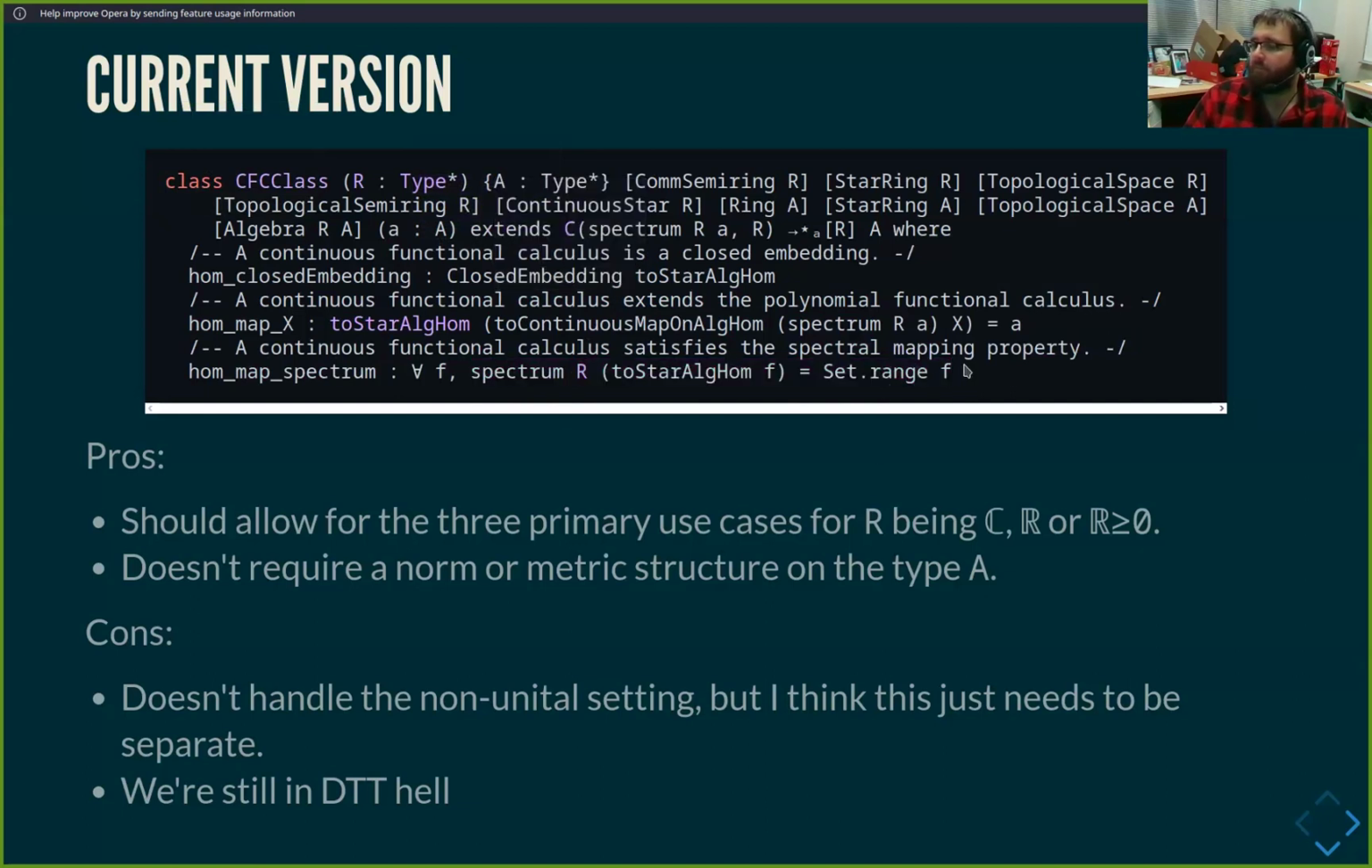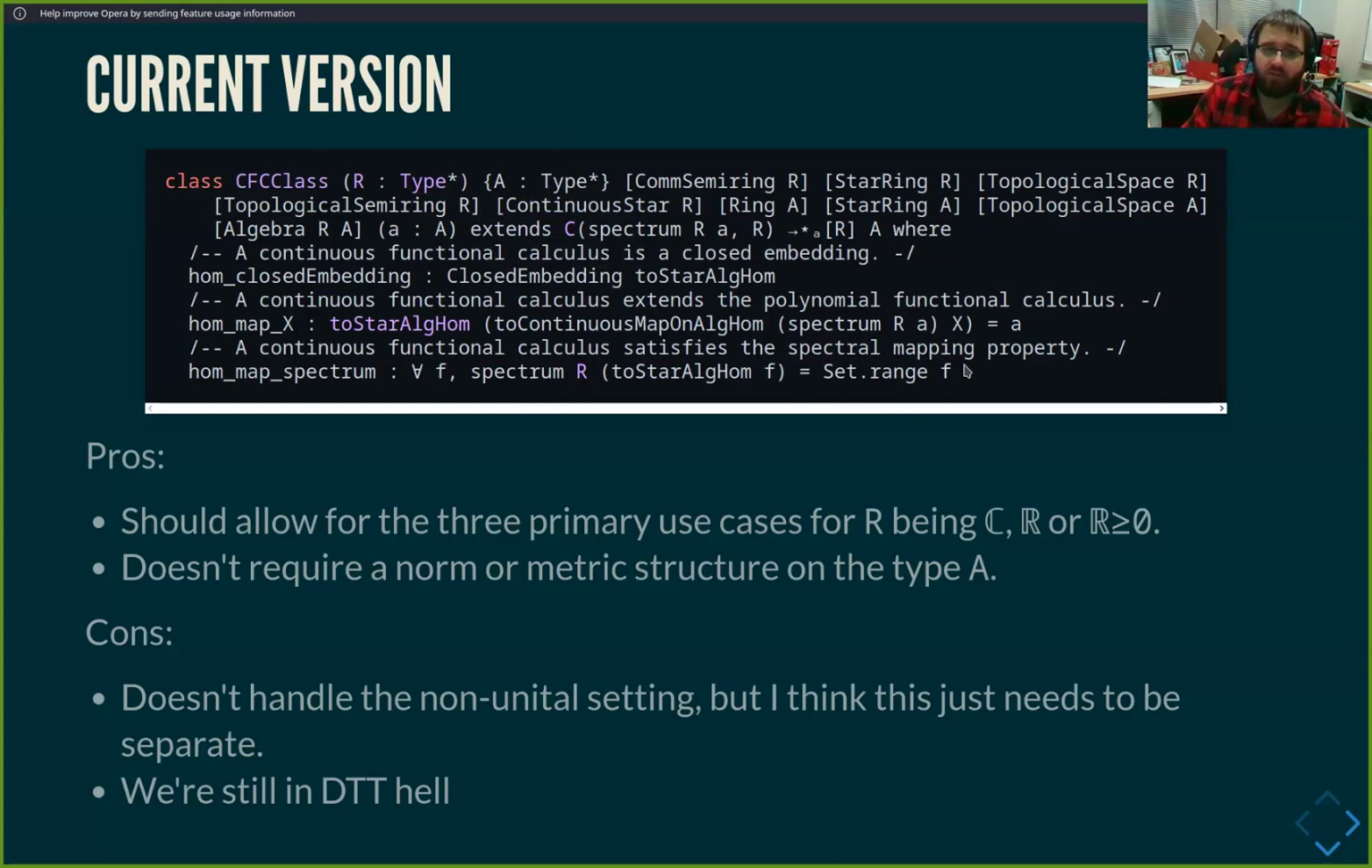The nice thing about this definition is it allows for doing things over other scalar rings or fields. So the real numbers as well, but also even the non-negative reals, if we're worried about positive maps on positive operators and things like that.